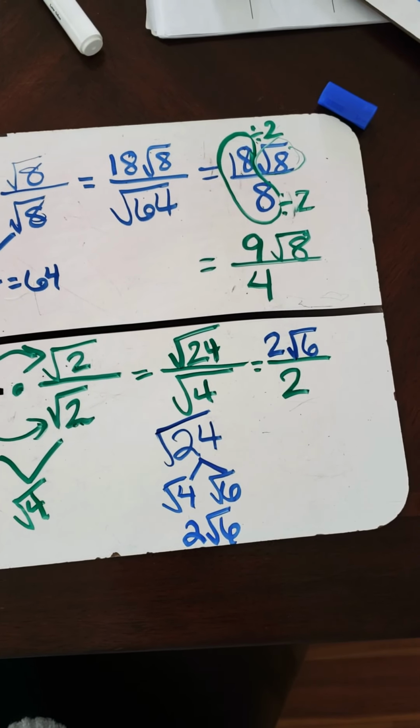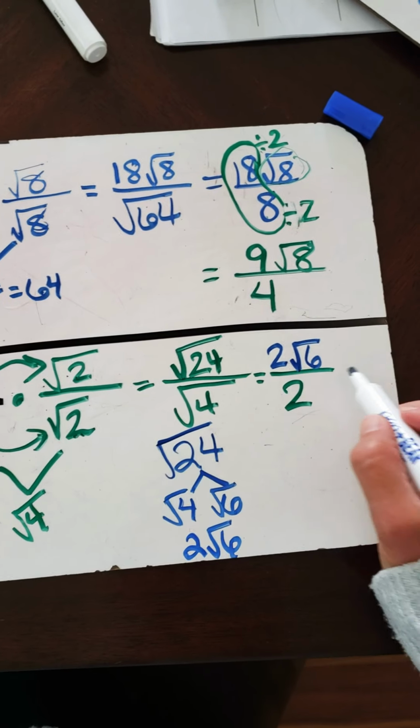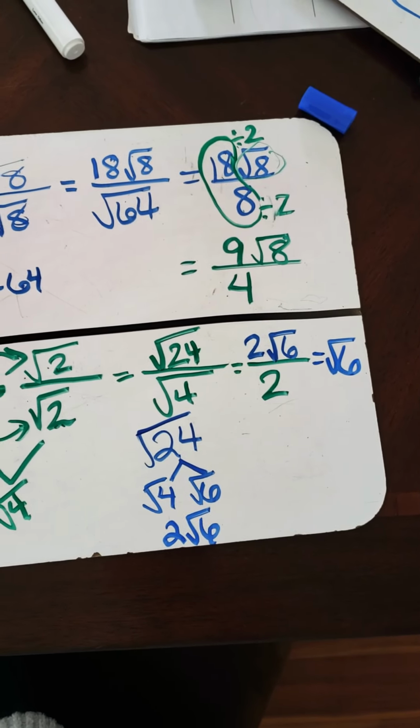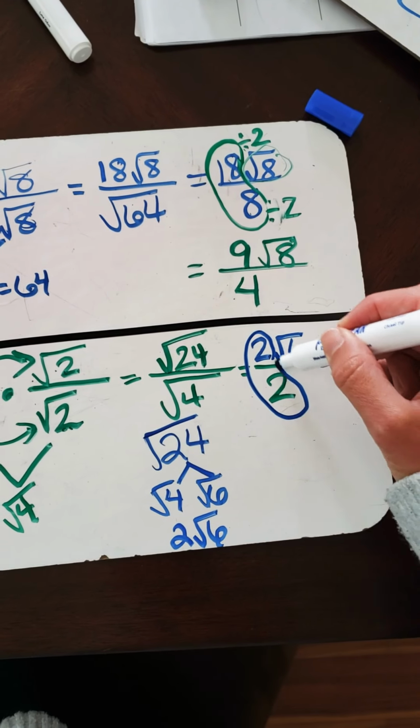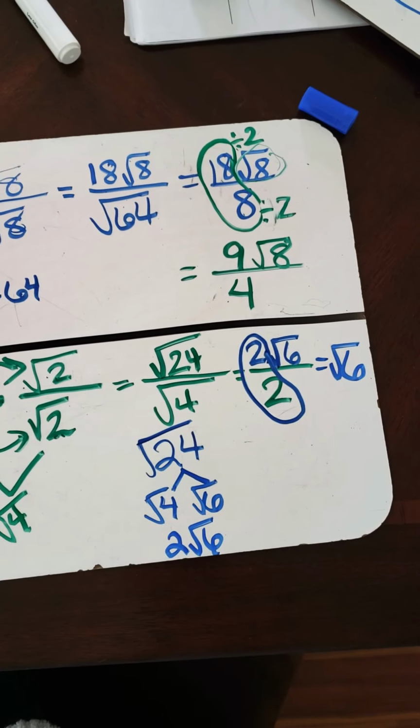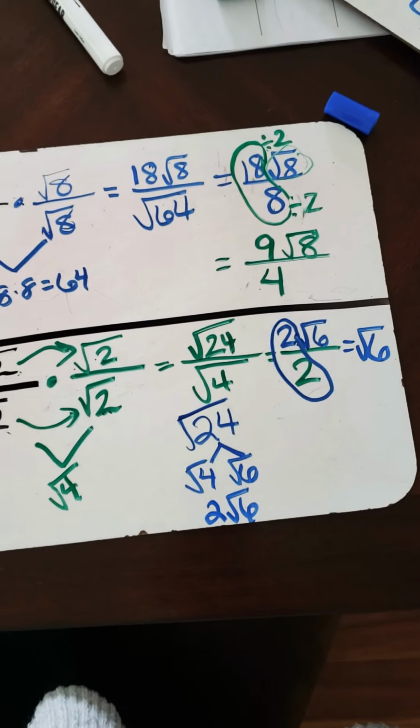Now I'm hoping a lot of you out there can see what our last step is to get our final answer: the square root of 6. So that's that 2 over 2. We're going to look at that and simplify it like it's a fraction. Well, this is it for rationalizing the denominator.